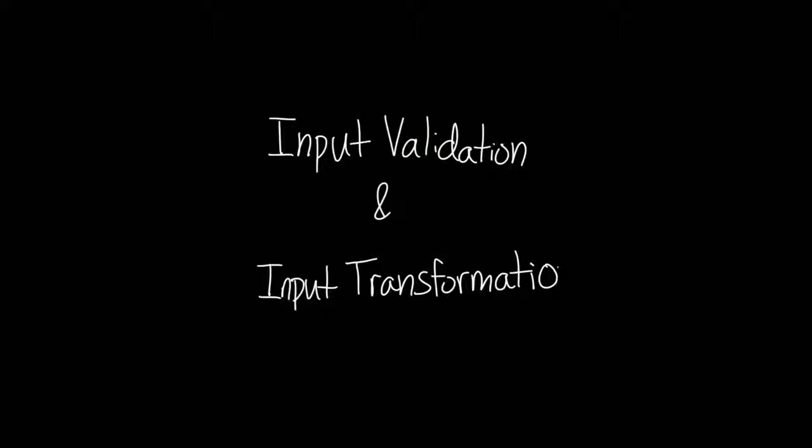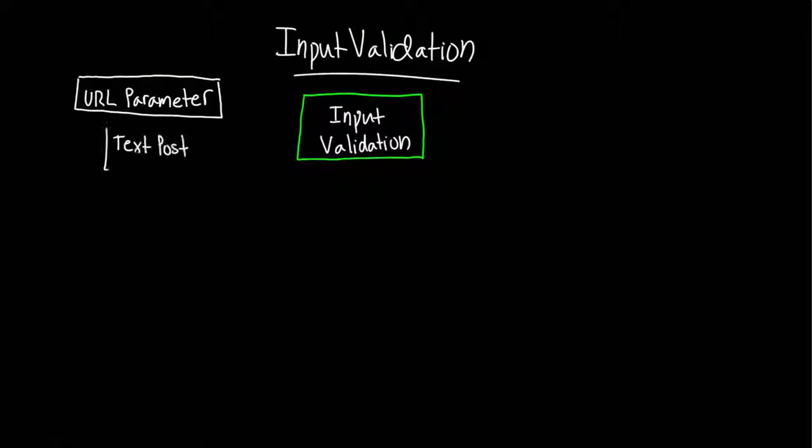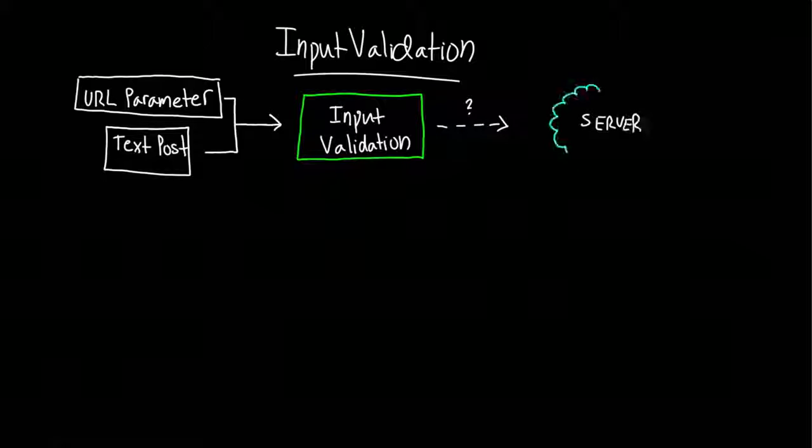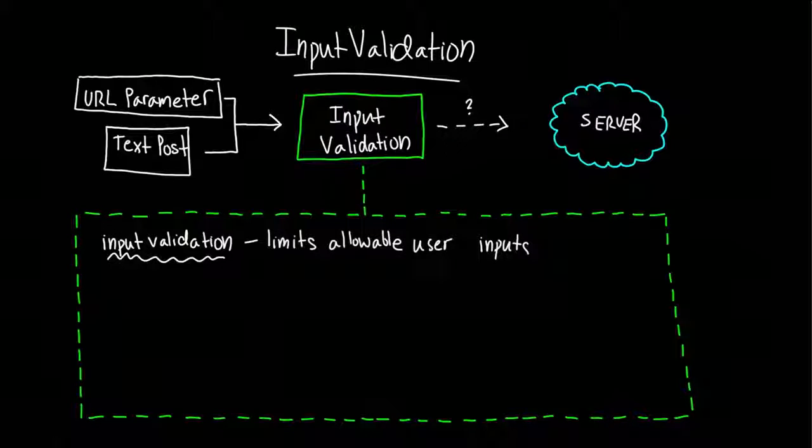In this video, we are going to talk about two techniques to prevent cross-site scripting attacks: input validation and input transformation. Input validation is necessary wherever the website takes in something from the user, such as a parameter from a URL or data from a text post. An obvious way to mitigate cross-site scripting attacks is to limit allowable user inputs.